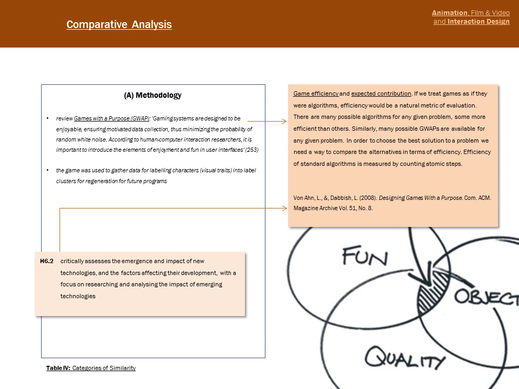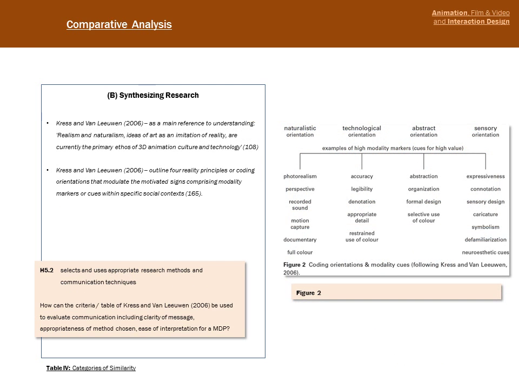And one aspect I've just highlighted here from that article is that game efficiency and expected contribution is a large part of how there is an algorithmic sense of efficiency that can be measured in counting atomic steps of whatever is trying to be achieved within that particular purpose of gaming. So, the very different kind of research involved with Article B.